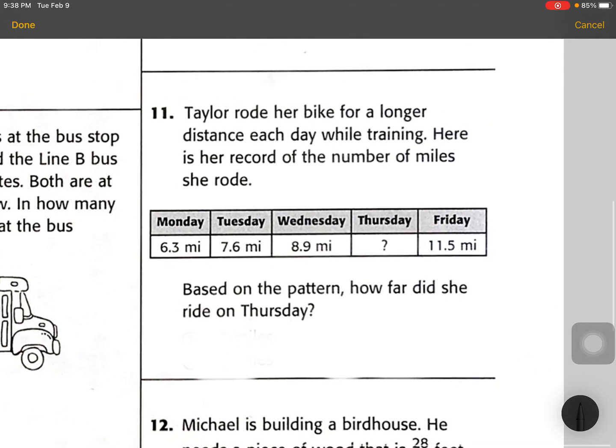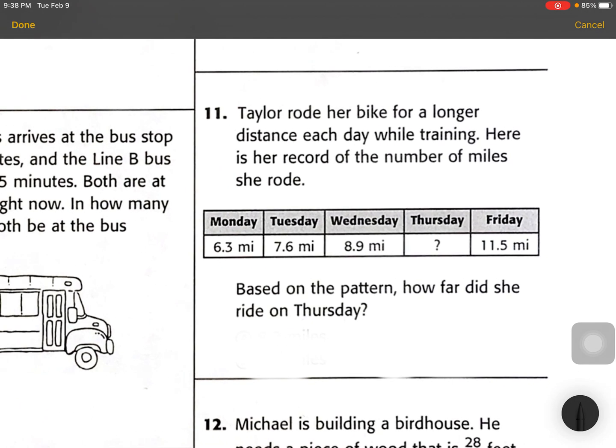Number 11. I keep getting a lot of kids that are confused with this. Taylor rode her bike for a longer distance each day while training. Here is her record for the number of miles she rode. We need to find out how much she increased from Monday to Tuesday. To find that, we take Tuesday's number, which is 7.6, and subtract Monday from it. 1.3.